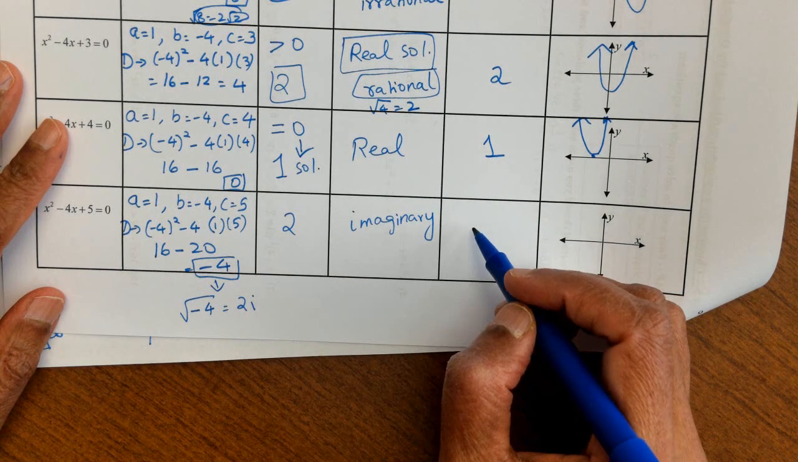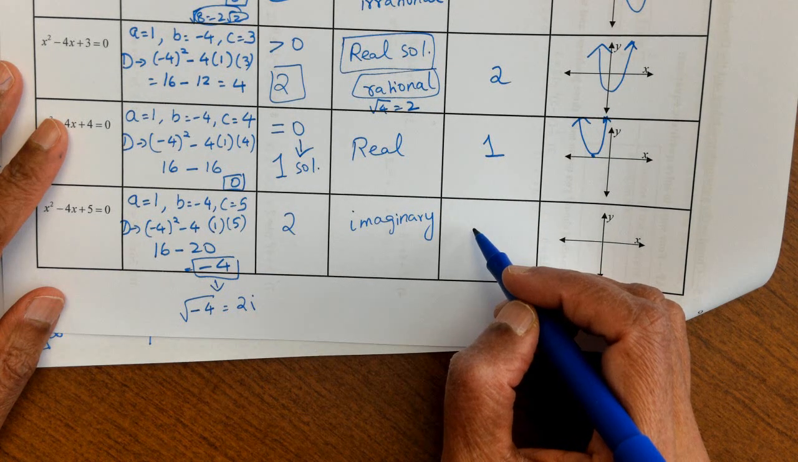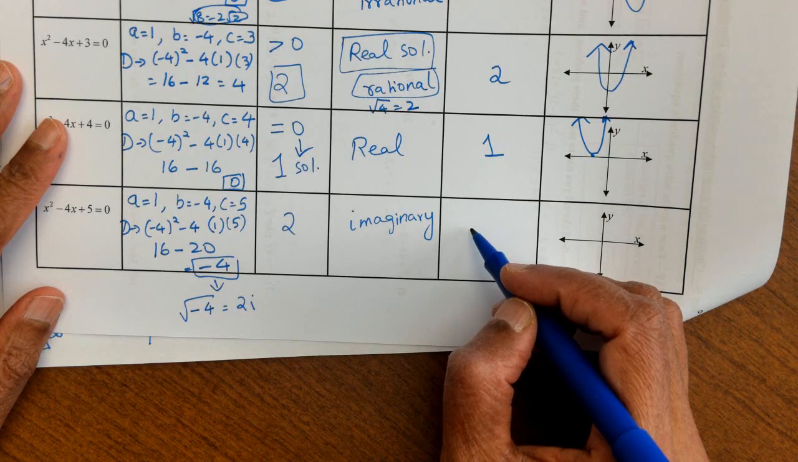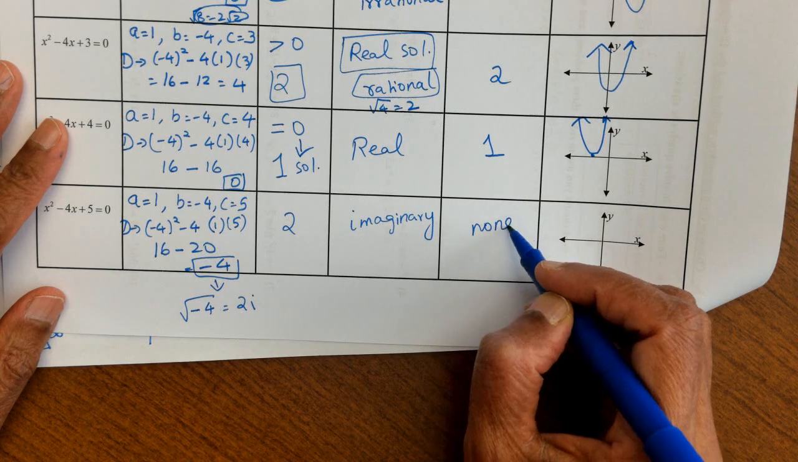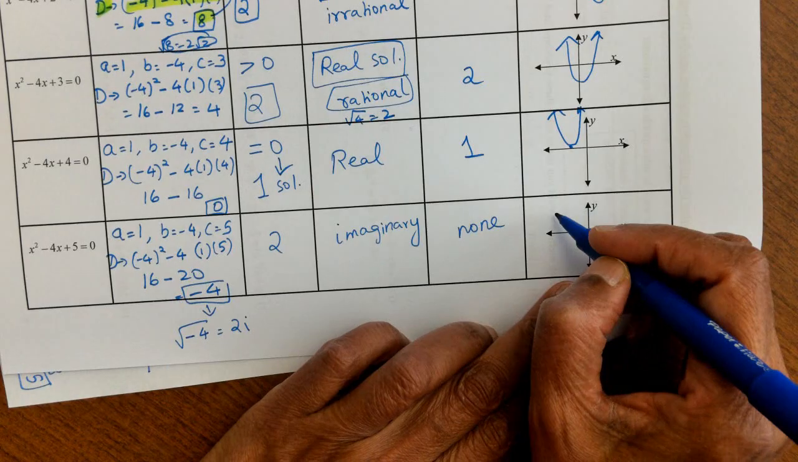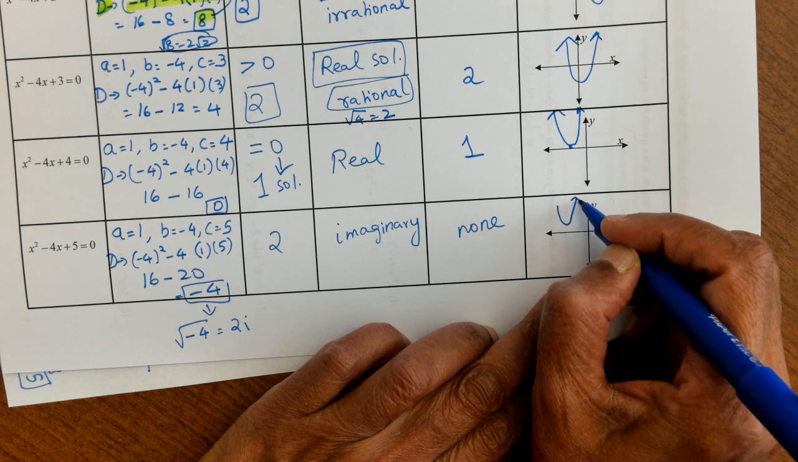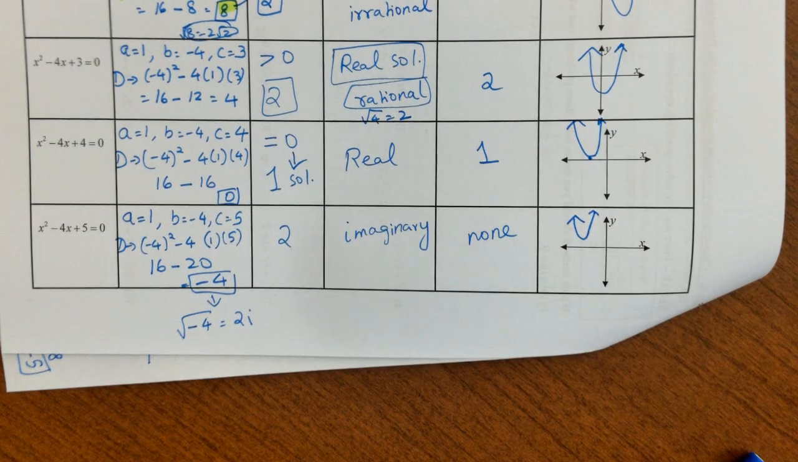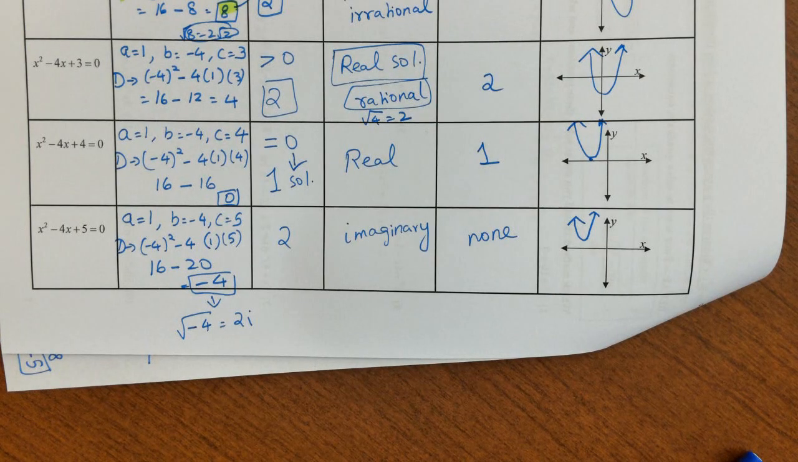And if it is imaginary, they are not real numbers. They're the opposite of real numbers. That means they don't touch the x-axis. So they have none. And therefore my parabola will be above the x-axis.